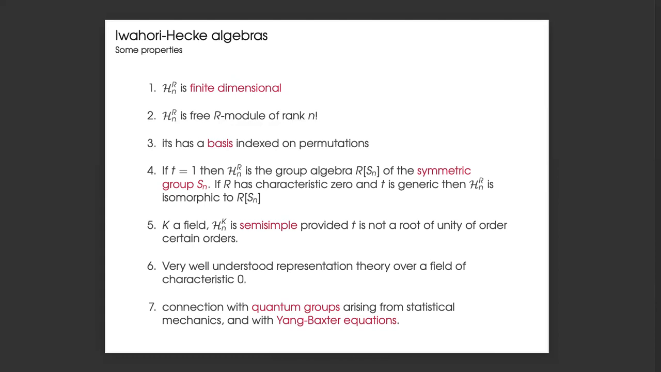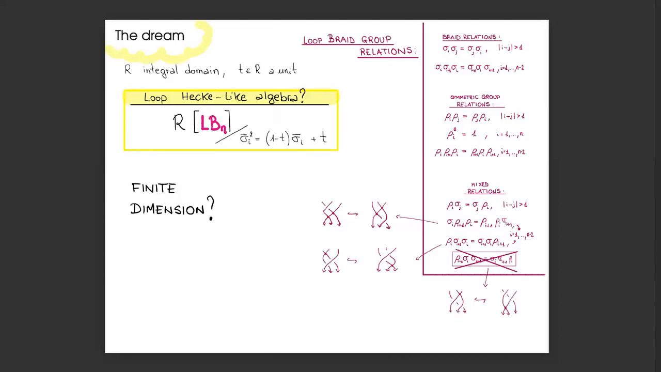So we have to ask ourselves what is important that our loop-Hecke-like algebra preserves. What do we want of this? To be finite dimensional would be already something. So in the very naive definition that we could give, just by plugging LBn in there and keeping the same relations, would this be finite dimensional?